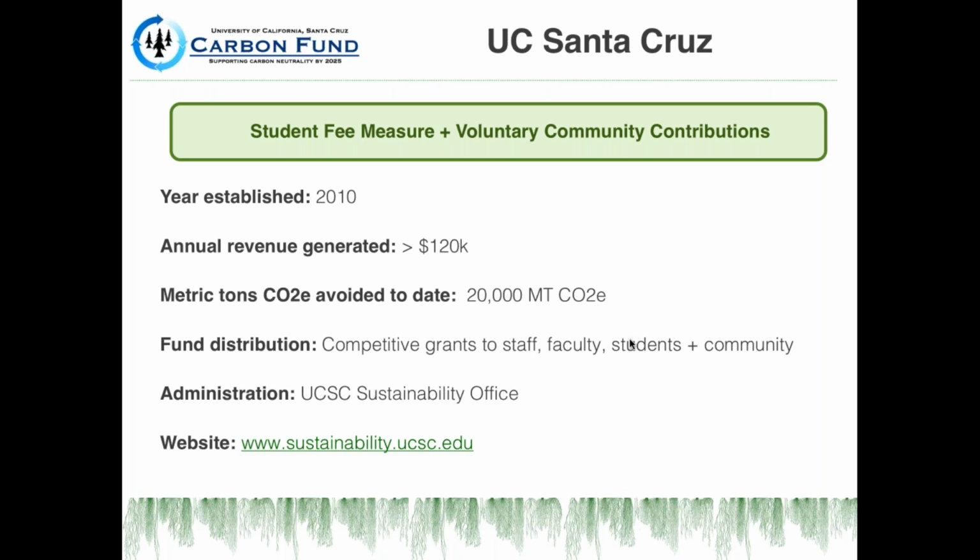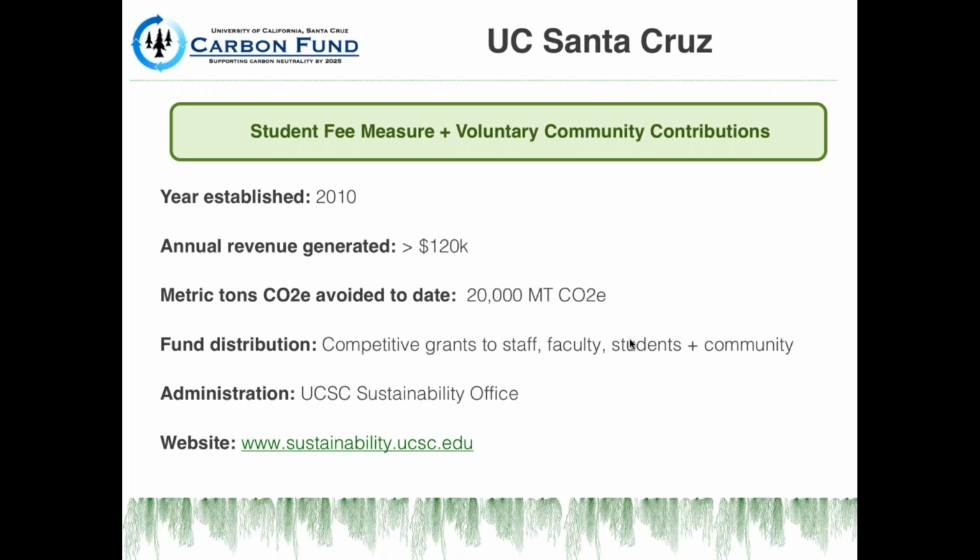Interestingly enough, the fund distribution is a competitive grant process, a two-step grant process that's available not only to students, staff, and faculty, but also to community members, which makes this kind of unique. Just like the other funds, one of the priorities is carbon reduction and involvement of students. So they see a lot of projects come in that will potentially provide a stipend for student interns to do some aspect of the work.